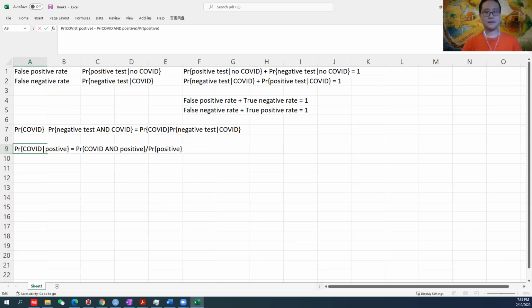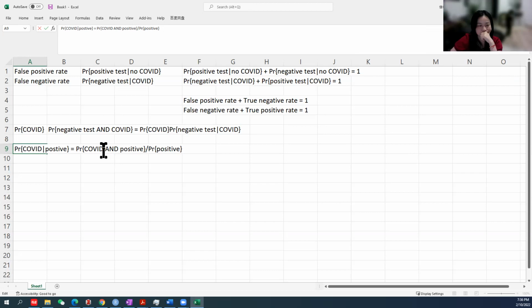Hey, Jerry, what's the difference between COVID and positive versus positive? Oh, COVID is the actual infection. Positive is the test result. Oh, okay. So Jerry, what's the difference when you put that vertical bar, that straight line?